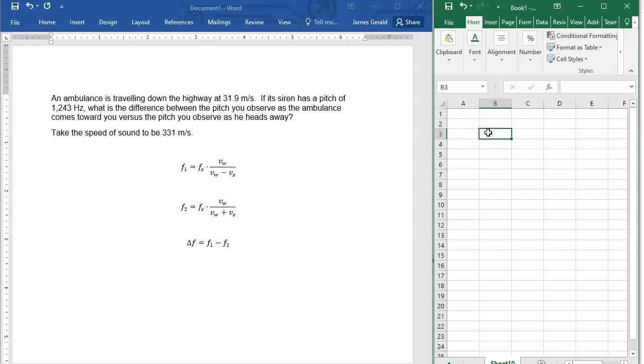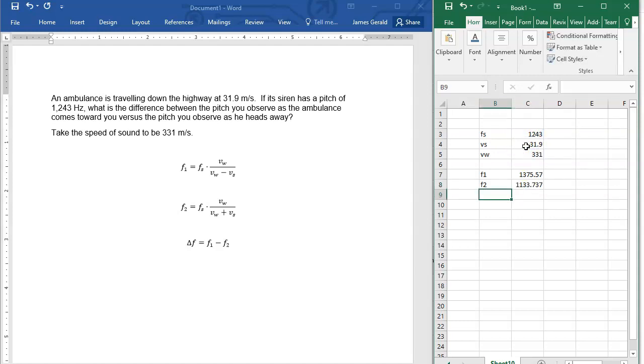So we know the frequency of the source is 1243. We know the velocity of the source is 31.9. We know the velocity of sound is 331. And so F1, let's get that. Frequency of the source times the velocity of sound divided by the velocity of sound minus the velocity of the source gets us 1375. F2 is going to be the frequency of the source times the velocity of sound divided by, and now in this case, it's the velocity of sound plus the velocity of the source.